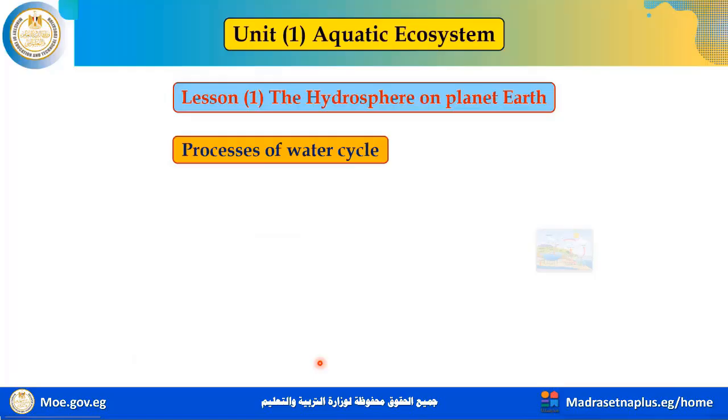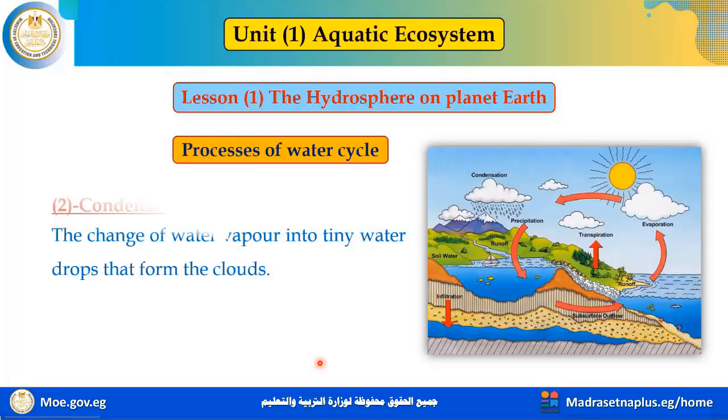Let's go to another part, the second process of the water cycle. It is condensation, and I think it's very easy. It is the change of water vapor into tiny water drops that form the cloud. This is condensation, and it is a physical process. In condensation, the gas state changes into the liquid state. Water vapor changes into tiny drops of water to form the clouds.